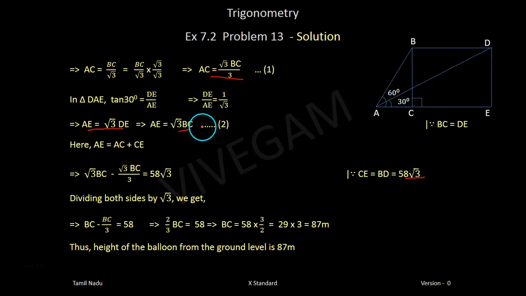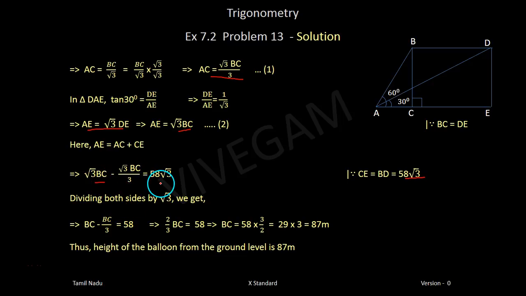So substituting all these things, equation 1, 2 and this information, we will get, okay, AE is what? Root 3 BC. AC is what? Root 3 BC by 3, right? So I'm just bringing it down to this side. So it becomes AE minus AC equal to CE. What is CE? We just saw CE equal to BD, that's equal to 58 root 3. We have one equation in terms of BC. So we'll be able to calculate it, right?